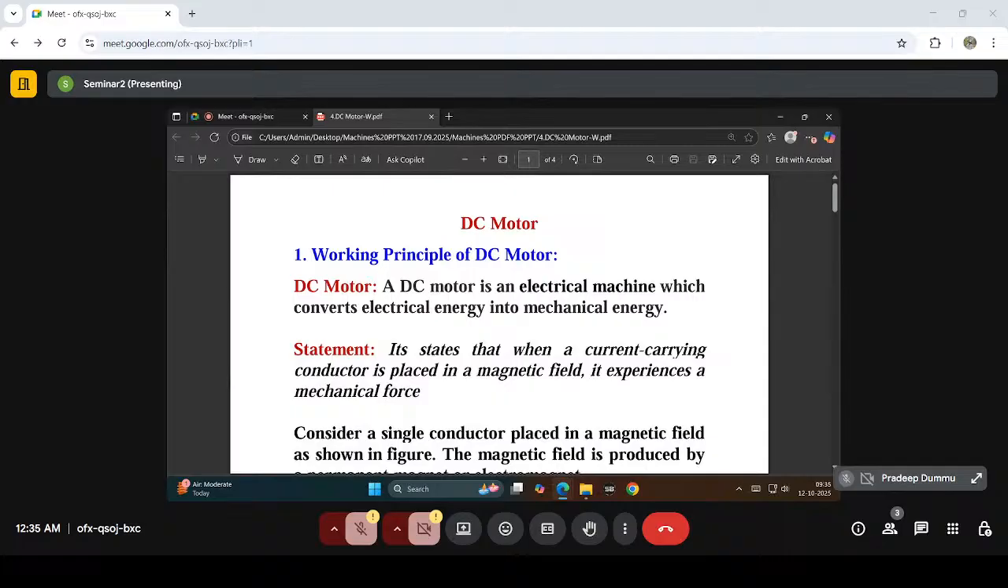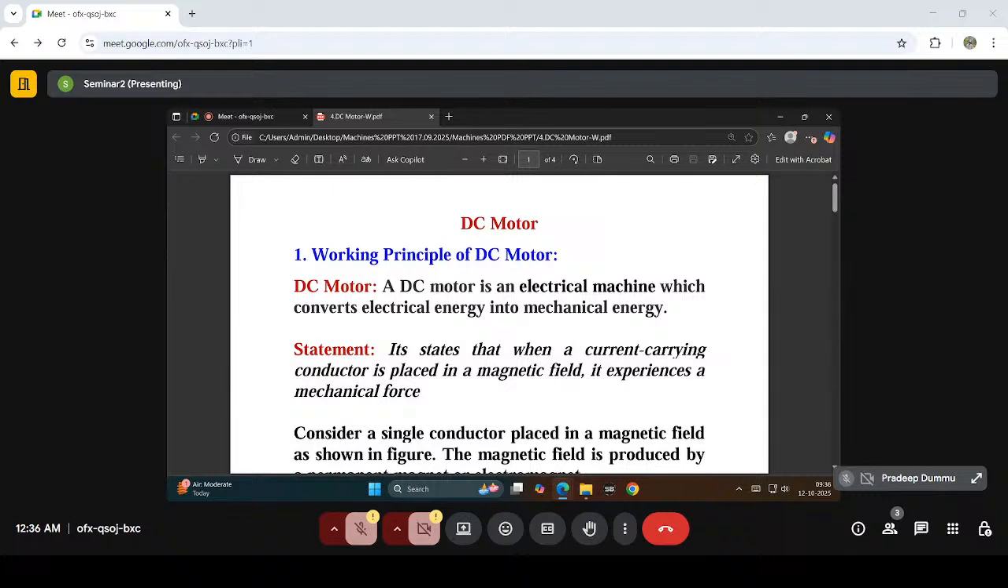Now the statement. What does the statement tell? It states that when a current carrying conductor, meaning armature, we need a current in the conductor. To get a current, I need a voltage. First thing, we need a conductor. We need a current in the conductor, because the input is electrical. That's why in the conductor we should have a current.